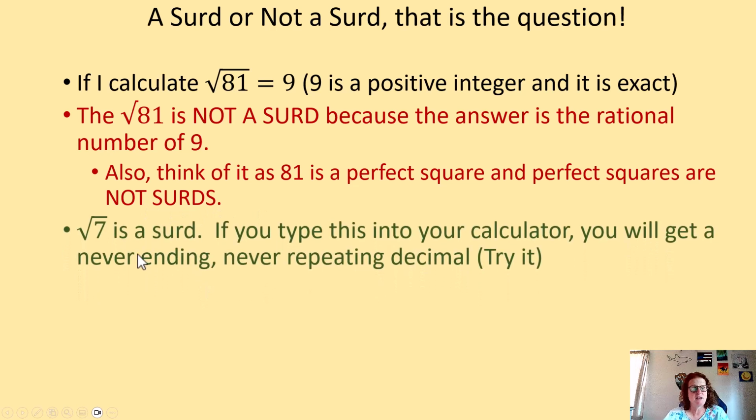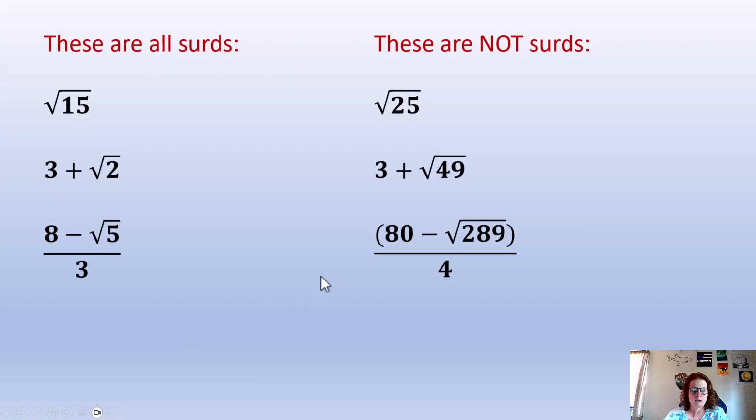Square root of 7 would be considered a surd. If you type it into your calculator to find out what the square root of 7 is, you'll get a never-ending, never-repeating decimal. So these are all surds over here on the left. Square root of 15, 3 plus the square root of 2, square root of 5, 8 minus square root of 5 over 3. These are all considered surds because if I take the square root of 15, I'm going to get a number that never ends and never repeats as far as a decimal.